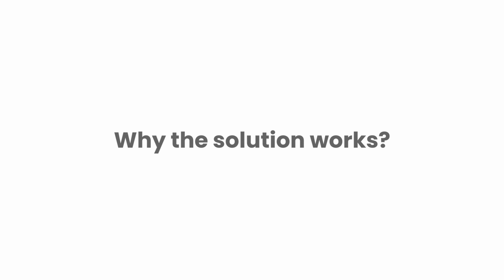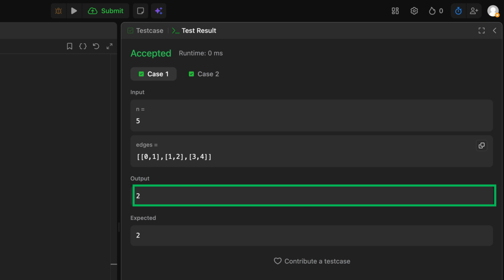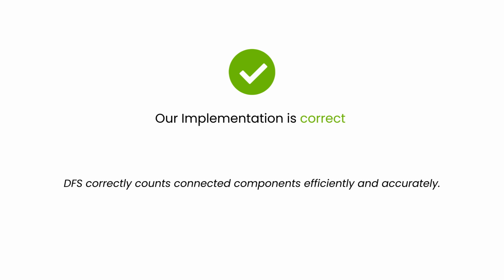Why the solution works. DFS explores each node. Starts at 0, visits 1, 2, covering the first group. Moves to 3, visits 4, covering the second group. Each new DFS marks a new connected component. Program outputs 2, matching the expected result. DFS correctly counts connected components efficiently and accurately.